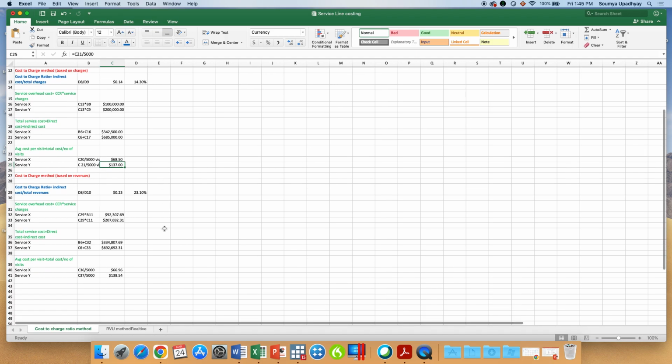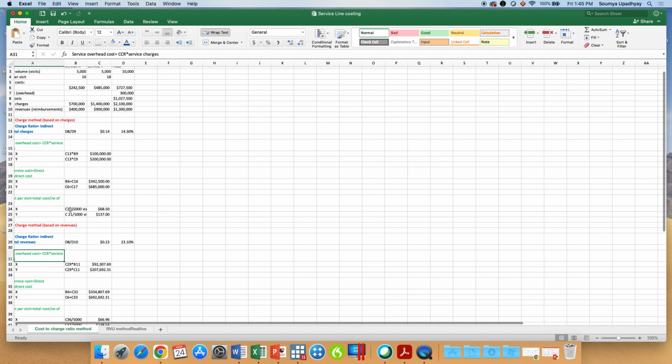Now the other method of doing the cost to charge method is based on revenues. And for that, the formula is indirect cost divided by total revenues. So that is D8 divided by D10. So that gives us 0.23 as the CCR, or the cost to charge ratio, and that is 23.10%.